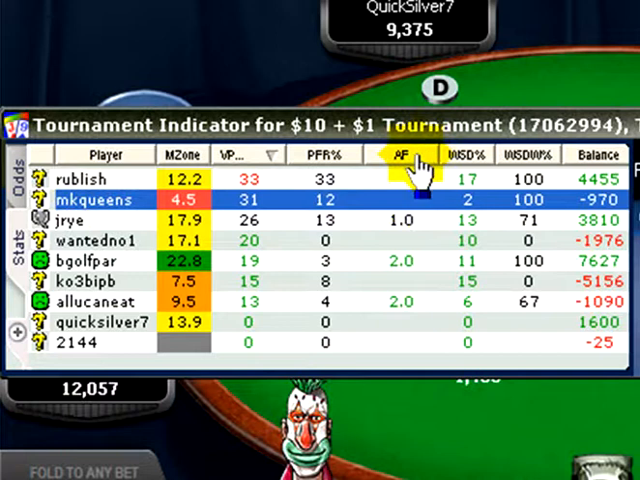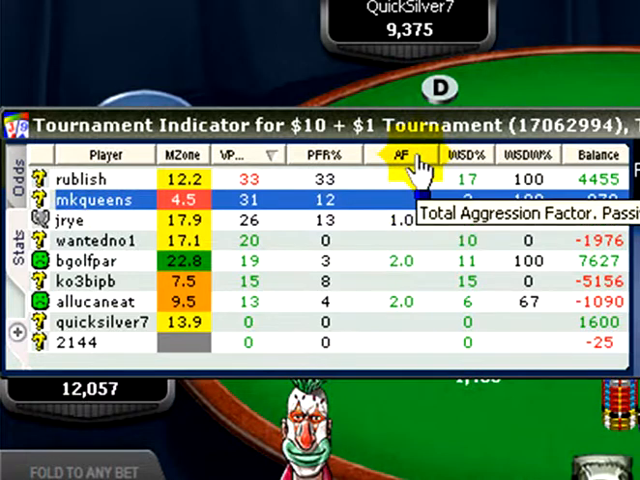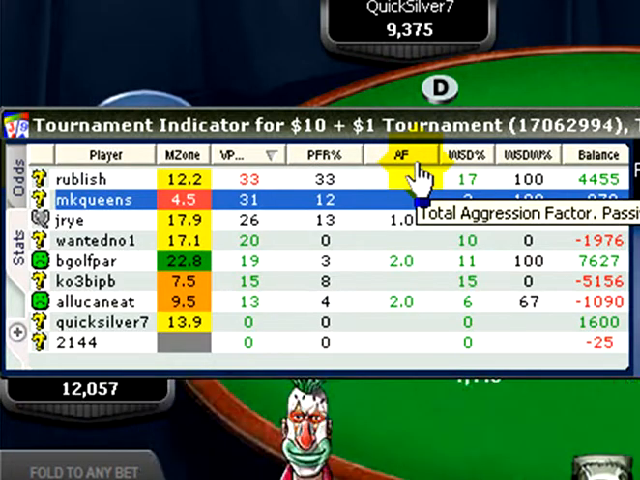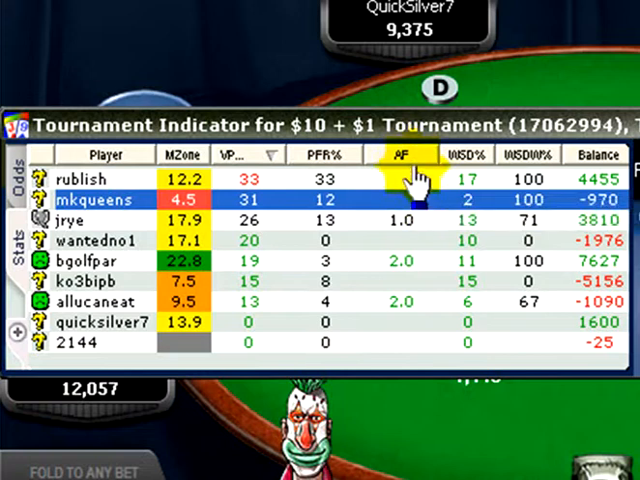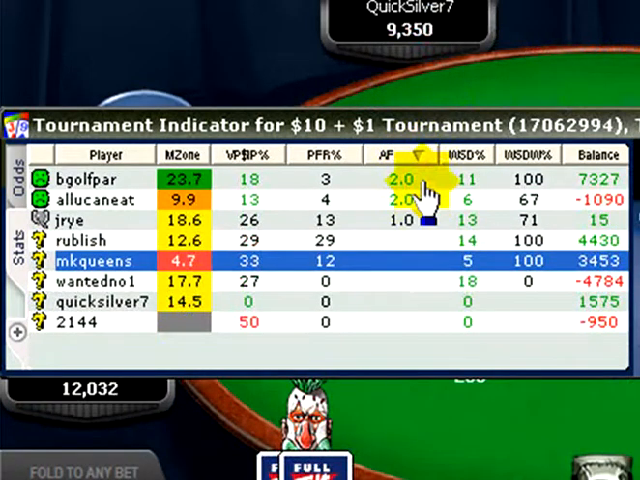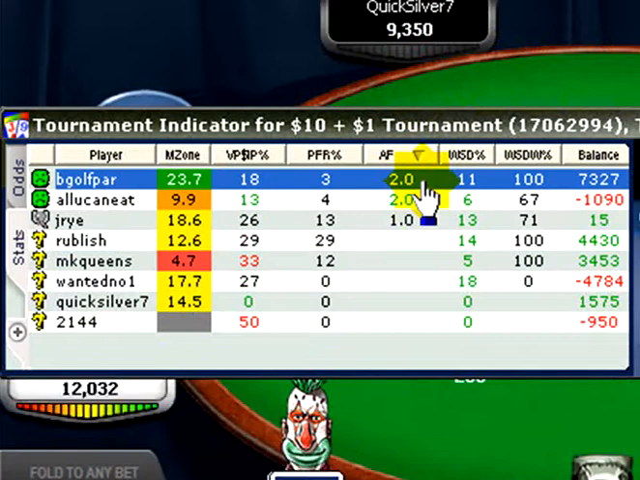AF, or aggression factor, is the next indicator displayed, and it is the mathematical equation of raise percentage plus bet percentage divided by call percentage, which simply represents how often your opponent bets or raises compared to just plain calling after the flop. Again, this column can be sorted in ascending or descending order, finding out who might be the most aggressive at your table.